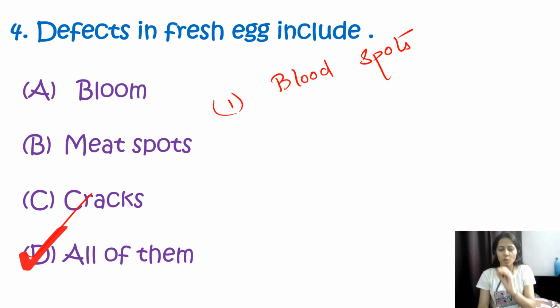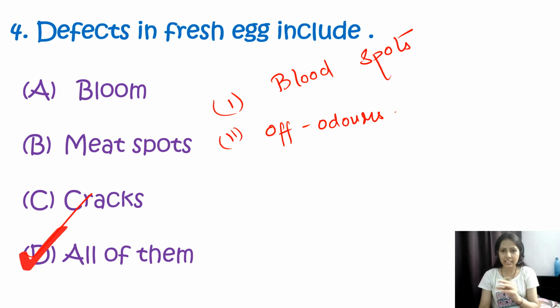Blood spots mean a small spot of blood found in the egg, or we can say in the yolk. Meat spots mean a small piece of tissue found in the egg white. Even the off odors, which means an unpleasant smell indicating spoilage or contamination of the egg, or the thin albumens or cloudy albumens. So there are more such defects. So over here my correct answer is D, that is all of them.